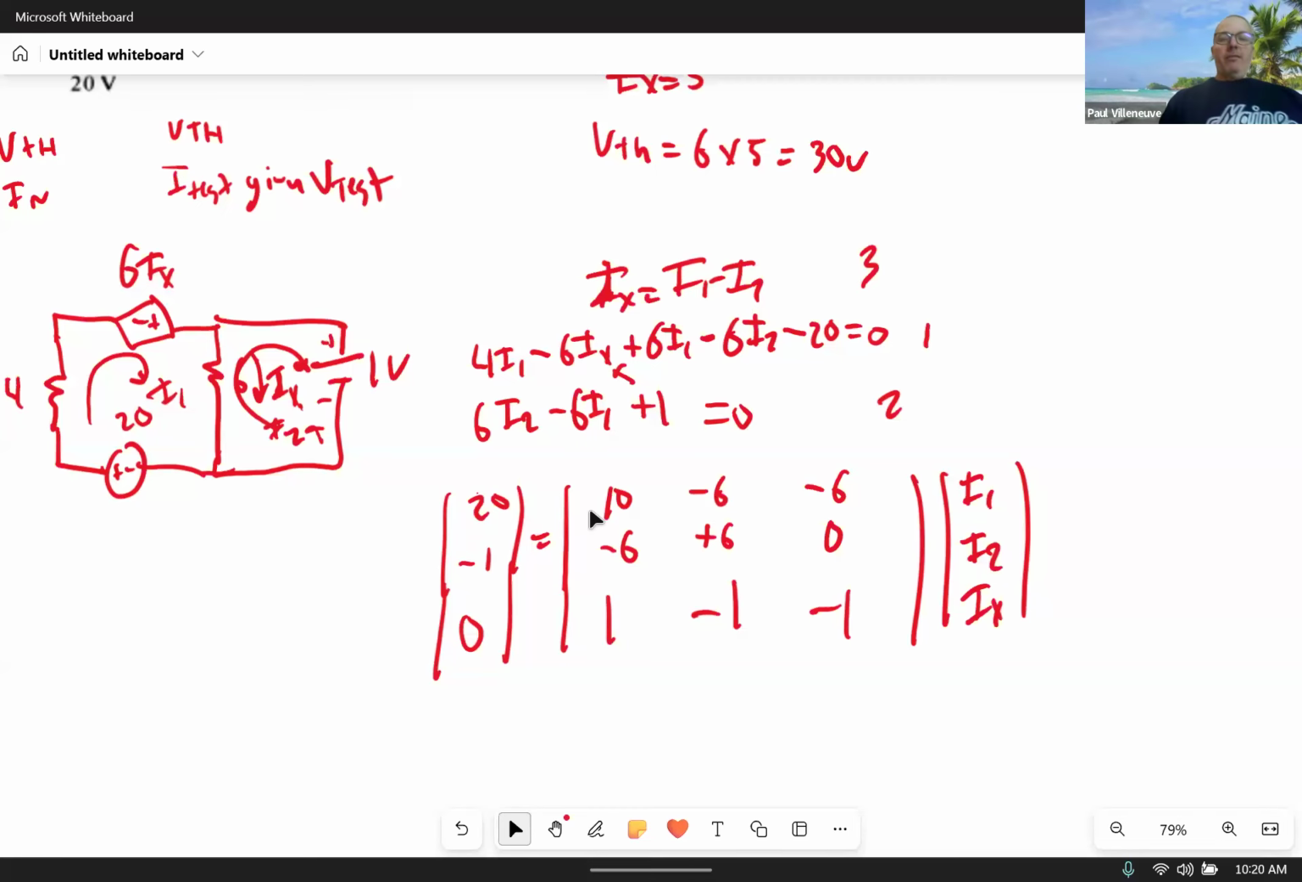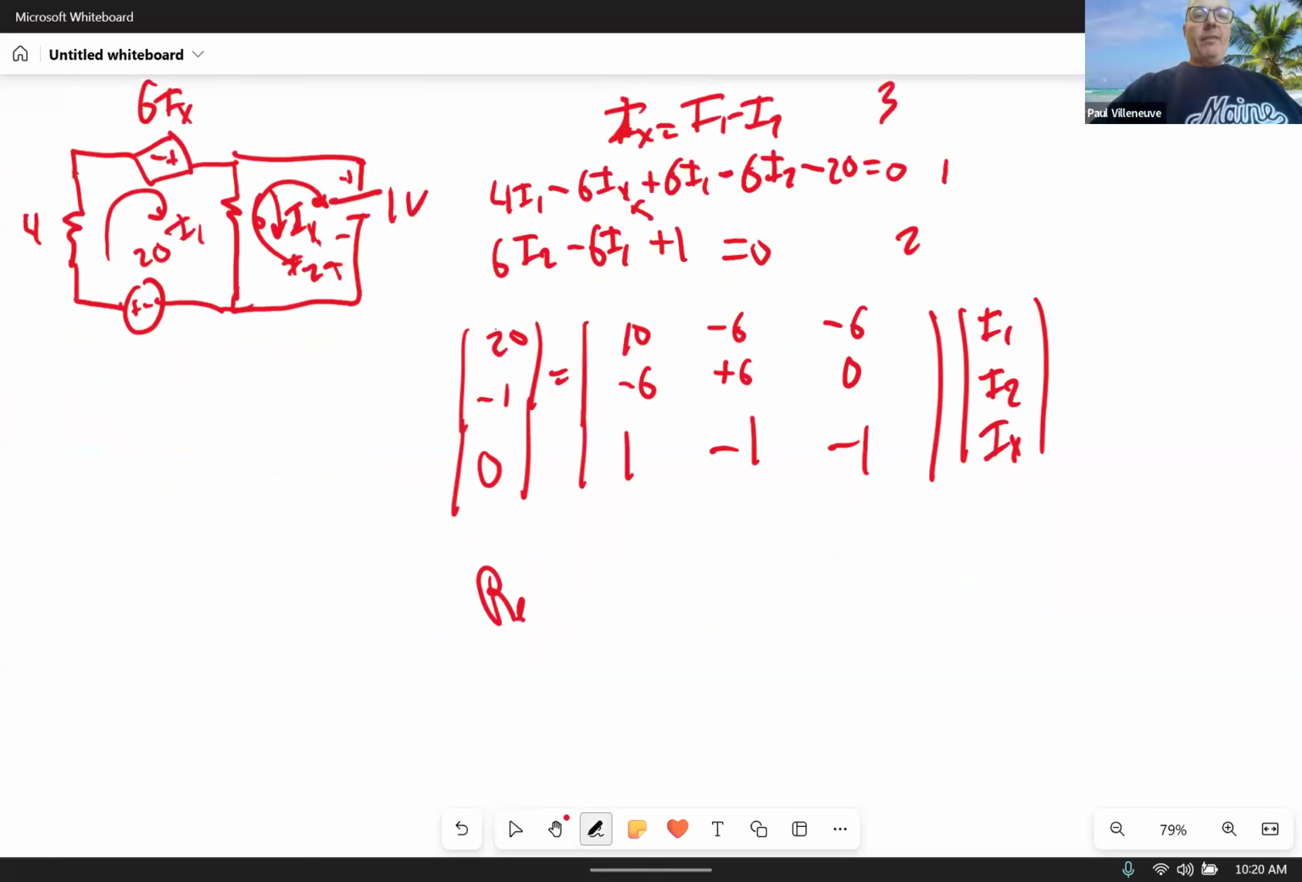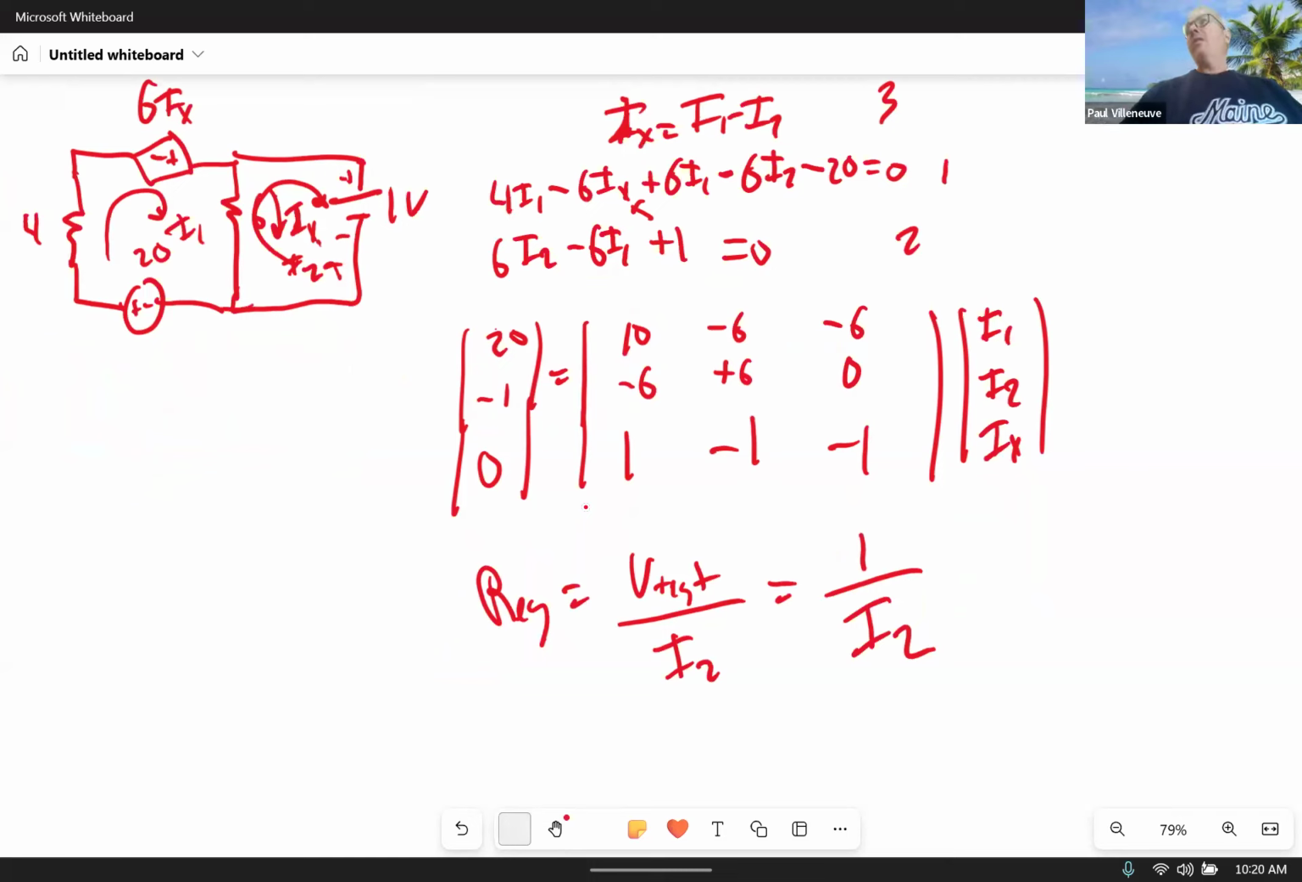Now, my R equivalent is equal to V test divided by I2, or 1 volt over I2. And that's how you would do it if you have a dependent source.